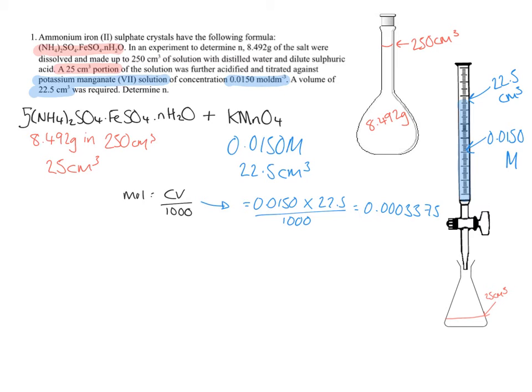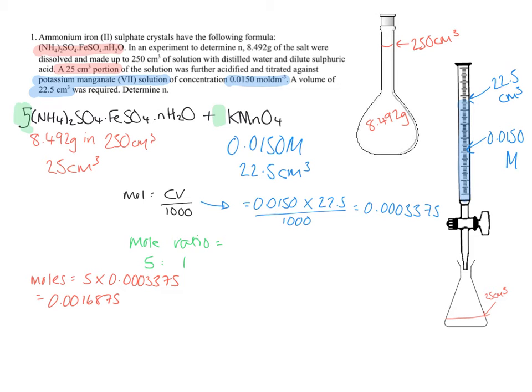Now we can use our mole ratio to have a look at how much manganate to how much iron 2+, and we can start to talk about moles on this side. So our mole ratio, according to the balancing that we did with the half equations, is 5 of the salt to 1 of the potassium manganate. So our mole ratio is 5 to 1, which means if we've got 0.0003375 moles of potassium manganate, then we have 5 times as many moles of the ammonium iron sulfate solution. So the moles of the salt solution are 0.0016875, and remember that's in our sample of 25 centimetres cubed, which is down here in our conical flask.